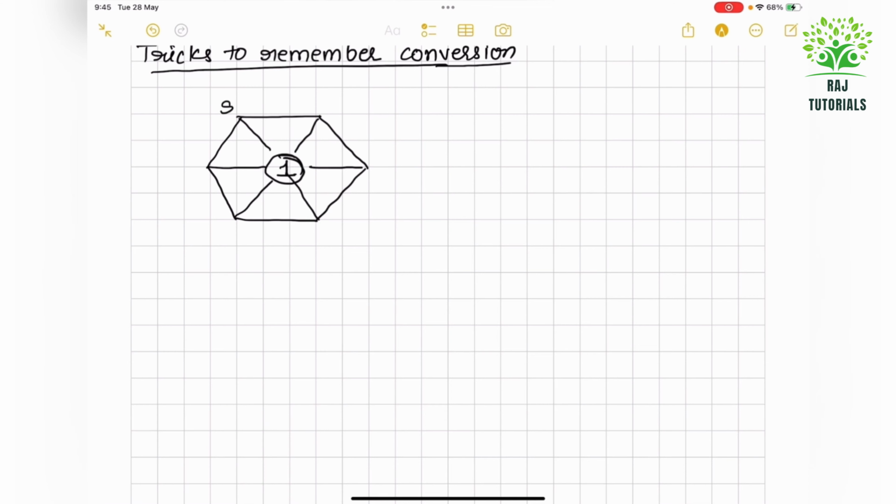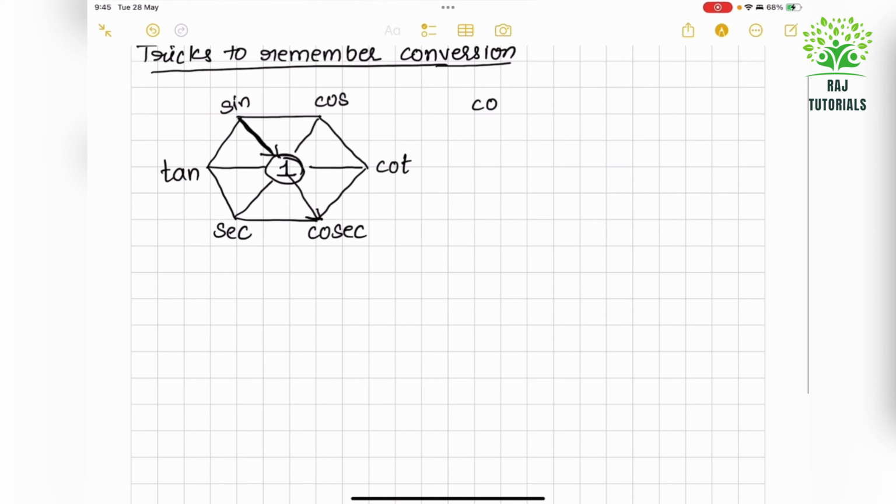Now here I am writing sin, cos, cot, cosec, sec and tan. Now if you see carefully, here sin theta, again sin theta, I am having cosec theta. So I can say cosec theta equal to 1 upon sin theta.